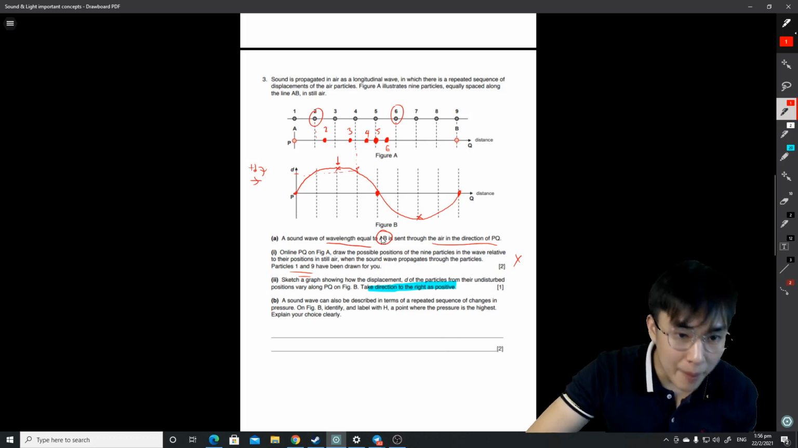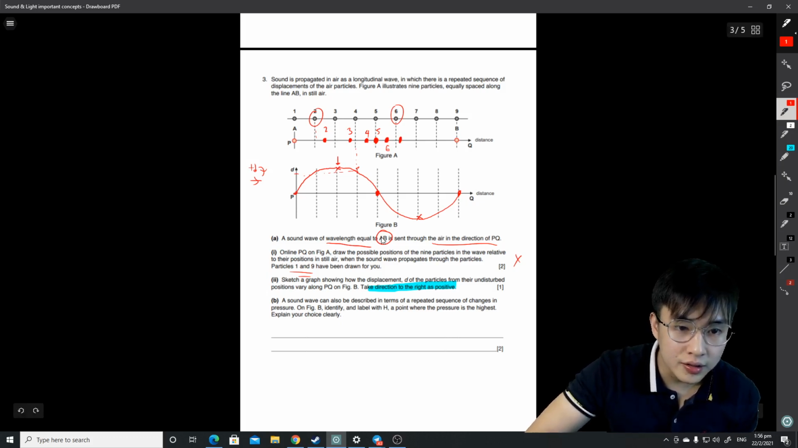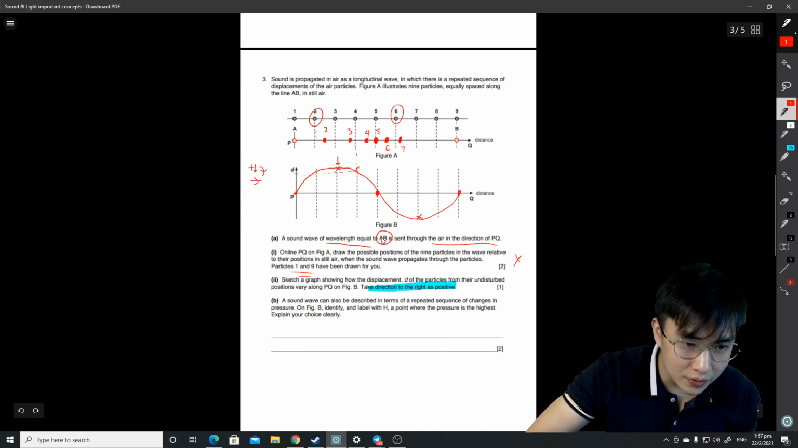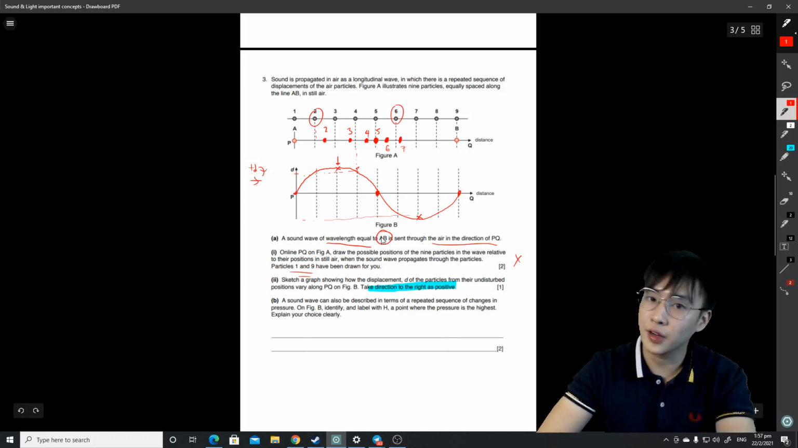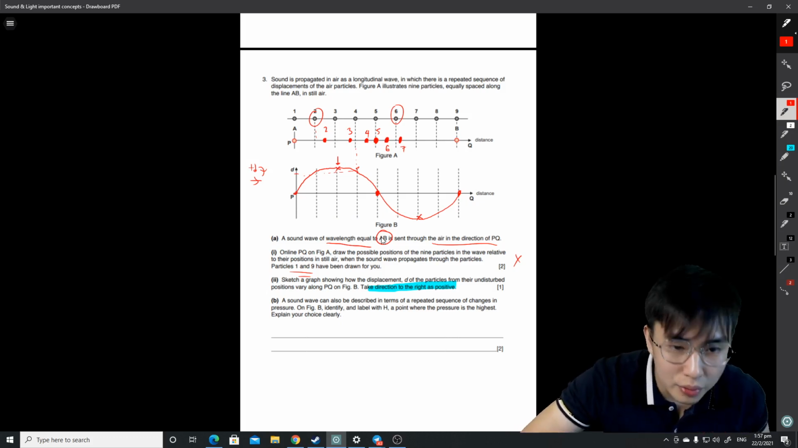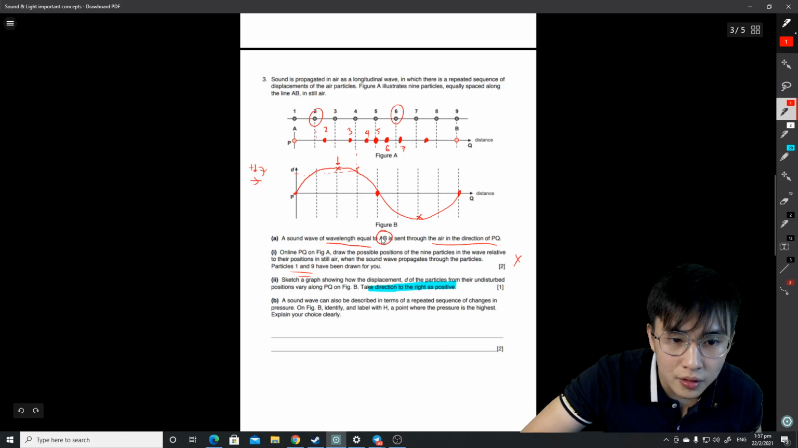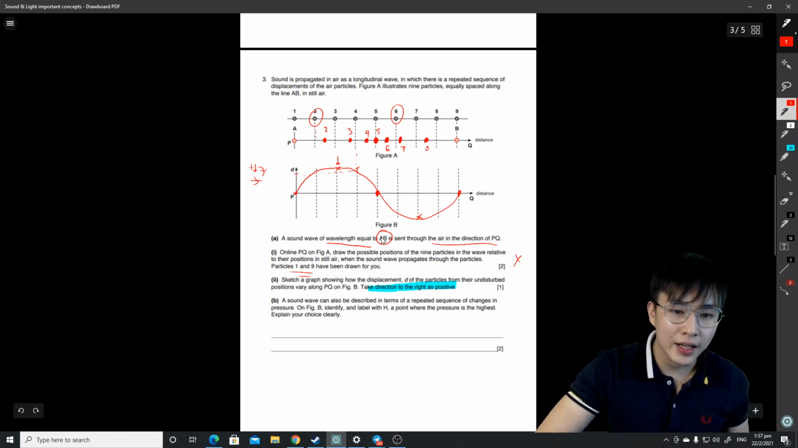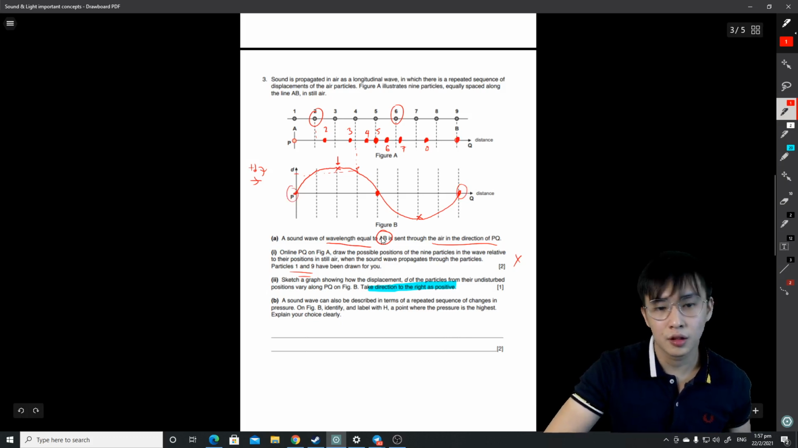Okay, 7. Maximum displacement to the left. Okay, so this is 7. Can see maximum negative displacement. Very high negative displacement. Then we look at 8. Where is 8? 8 is also pretty high displacement. That will be here in the middle, somewhere there. And then finally 9. 9 is right there. Okay, 0 displacement. Can see? 0, 0. Perfect. That's it.